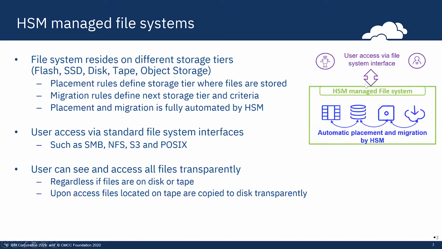Placement and migration are fully automated by HSM essentially. The user can access such a file system through standard file system interfaces like POSIX, NFS, SMB, S3, whatever. And the user can also see all the files in the file system, regardless on which of the tiers the file resides. When the file resides on tape, like in this implementation here, and the user accesses the file, then the file is being recalled from tape to disk or to flash, and then the user access is granted to that file. That all happens transparently in the background.